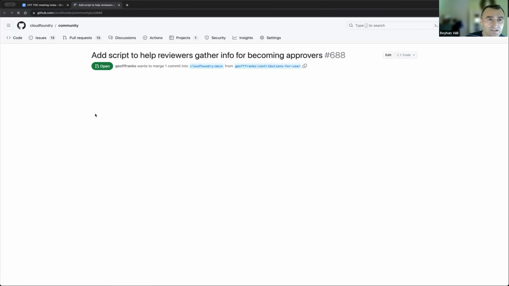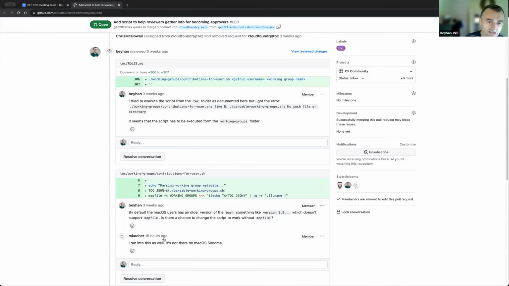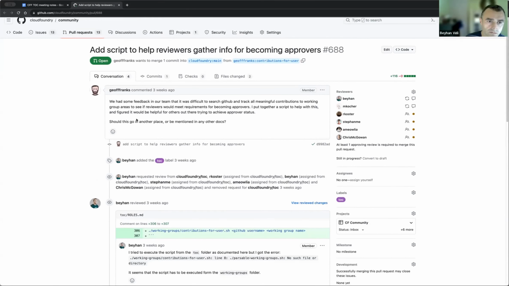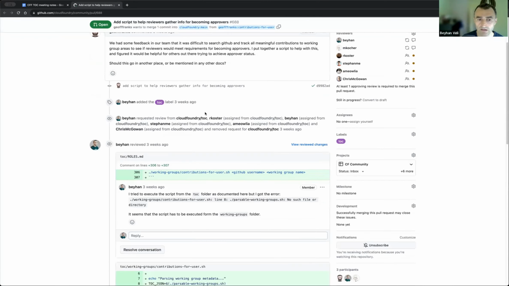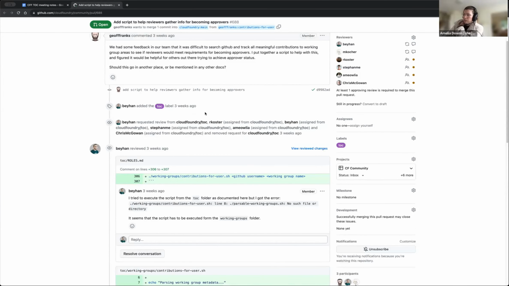I think the next one is not ready for review. I have a question here. I would like it clarified because on Mac it doesn't work without doing anything. This is basically to generate the contributions for a GitHub user. We need this very often when we do the promotions, and this could be really helpful. And I just Slack pinged Jeff so he can look at this again.